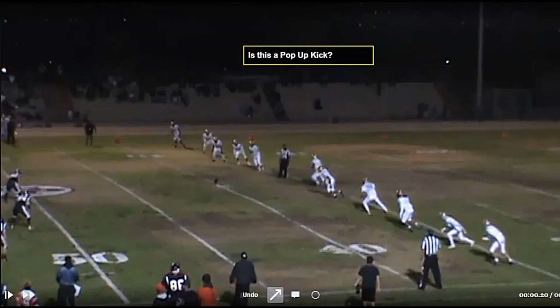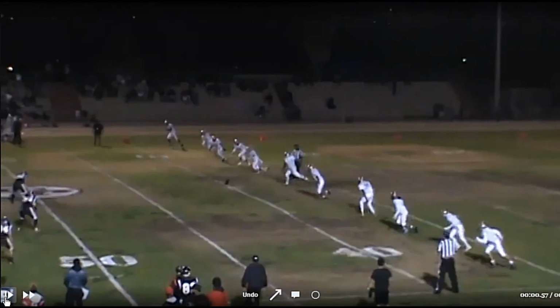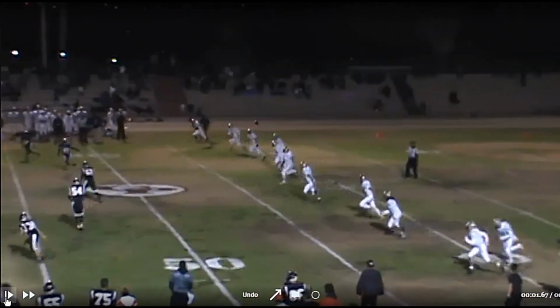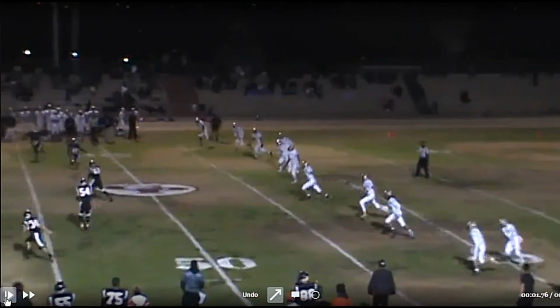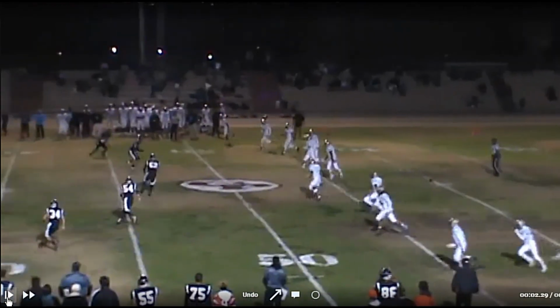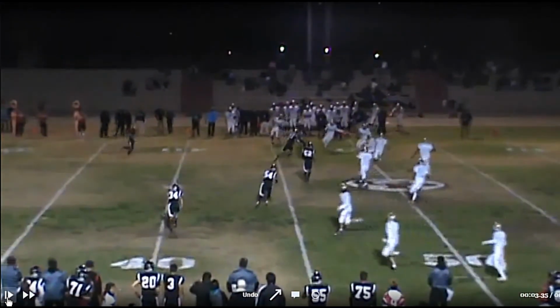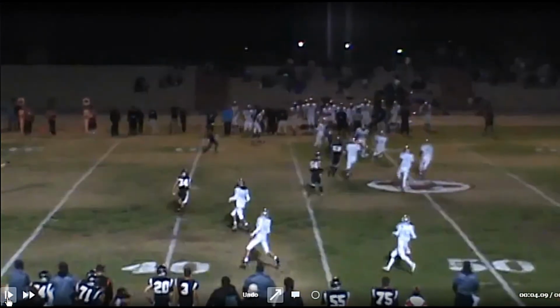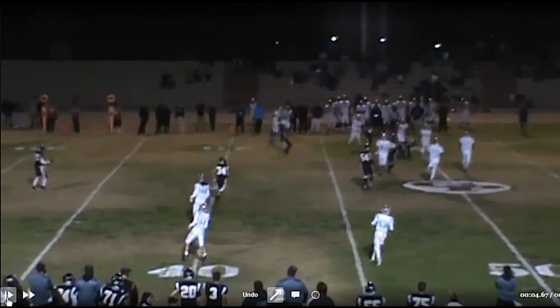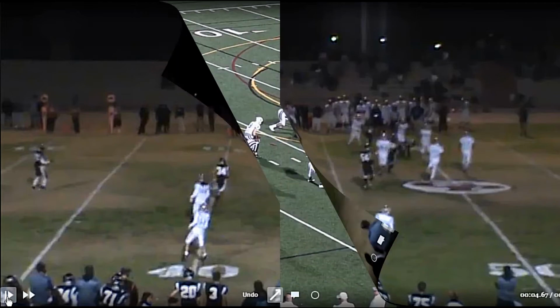Let's look at this one. And you can see that one just is a couple of feet higher, but Steve is saying that is a pop-up kick. So, I don't know if that helps you or not, but that's the standard we're using. So basically, we're looking for kicks that are higher than the height of the players to be considered pop-up kicks.